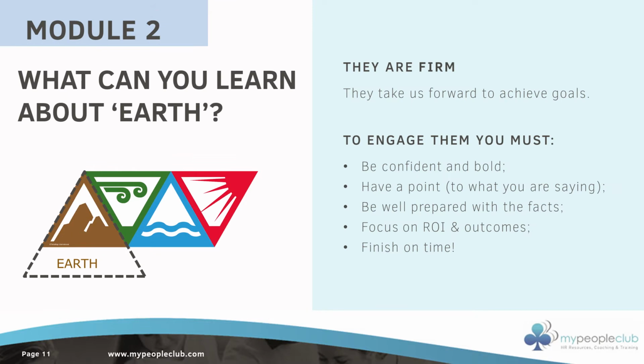People who have a strong earth characteristic are very firm. Their focus is all about moving forward to achieve goals. It's about the outcomes for them. Now, when you're trying to engage someone who has quite a strong earth element to them, you've got to be confident and you've got to be bold in your approach. So when you communicate with them, you've just got to get to the point with what you're saying. They're someone that doesn't necessarily need you to use 100 words when 10 will do. You don't need to spend 20 minutes engaging with them when you can do it in 2. Just get straight to the point, but do it confidently and boldly.